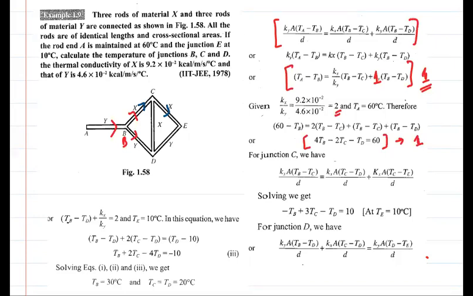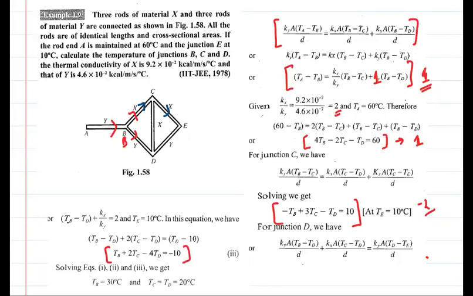So that is the shortcut one, using the concept of junction. But if you don't get it, then just use the junction at C and D. If you use the junction at C and D, you will get this equation, equation two, and the same at junction D, we'll get actually the same equation.